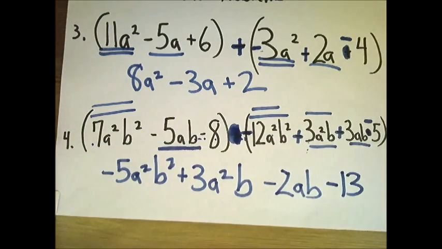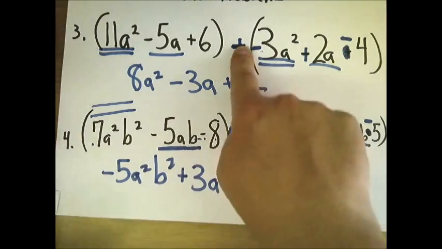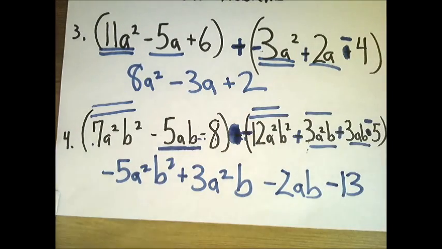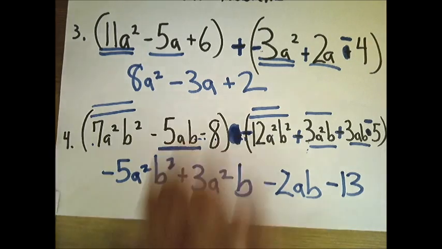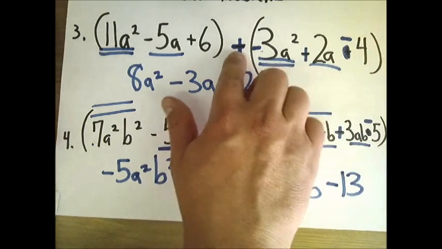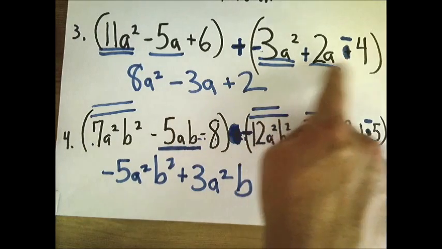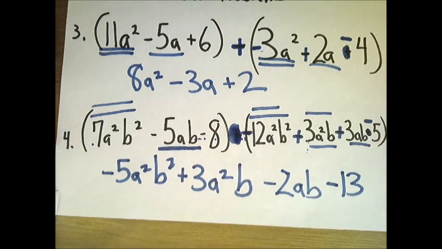So that's all you really have to do. If you have a plus in the middle, just go ahead and combine like terms after you mark them up. If you have a minus in the middle, change the signs after this point. So after the minus, flip all those signs to the opposite, and then solve it the exact same way. Combine like terms. So good luck.